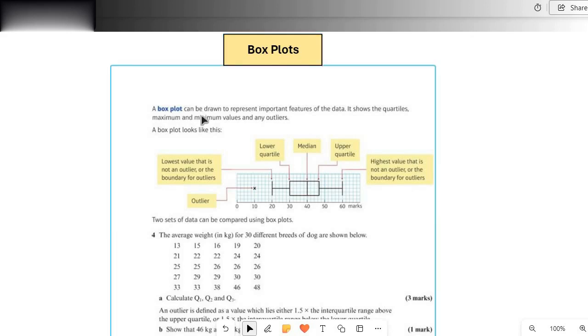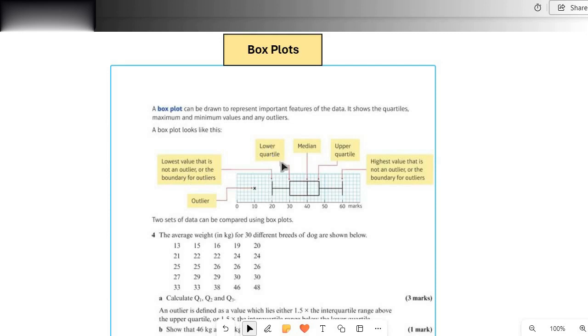A box plot can be drawn to represent important features of the data. It shows the quartiles, maximum and minimum values, and any outliers. A box plot typically looks something like this. Here we have an outlier, which is not a value that is in the normal range. Then we also have a lowest value that is not an outlier, or the boundary for outliers, which is this.